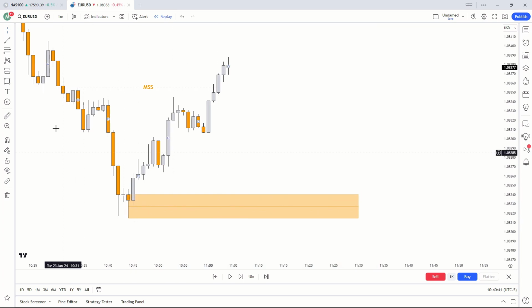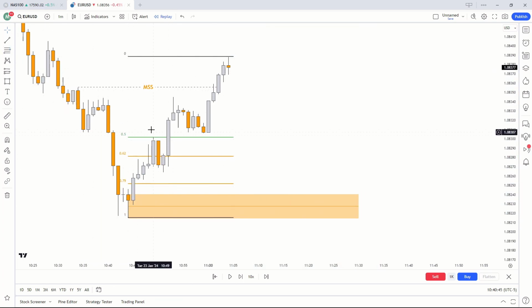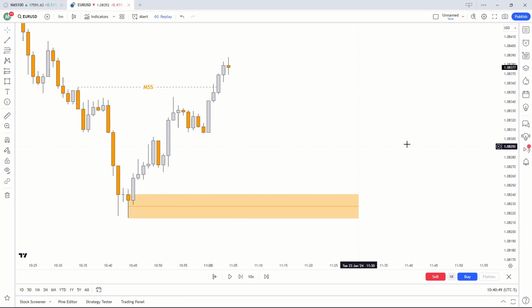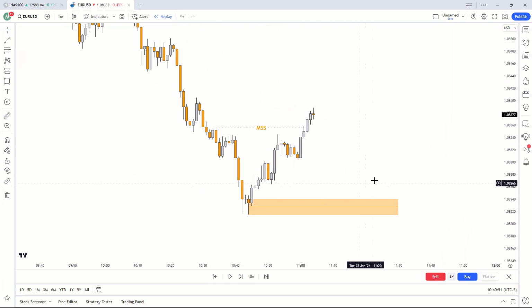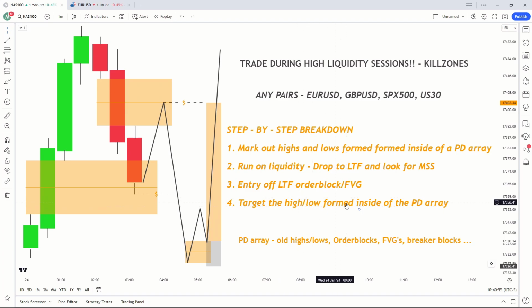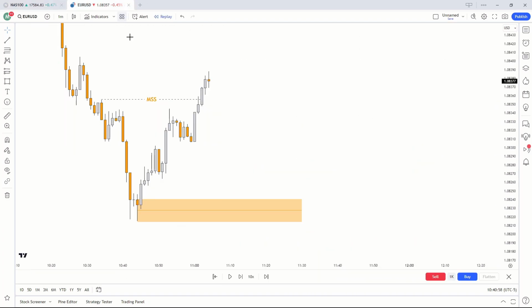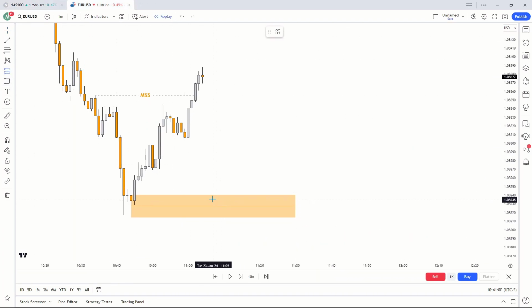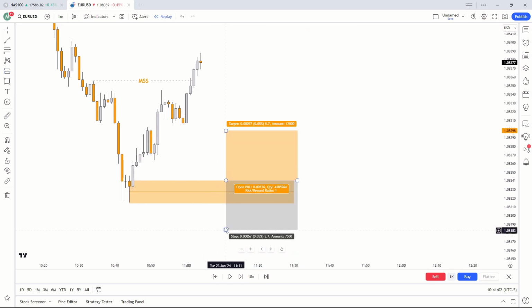Now, if I even bring up my fib chart, you guys can see market is in fact very discounted right here. So this would be a very, very good setup to take, and this is the setup I am going to take. So from here, it's simple. Target the highs or lows formed inside of the PD array. So I'll place my limit order right here. I'm going to place my trade, my limit order.